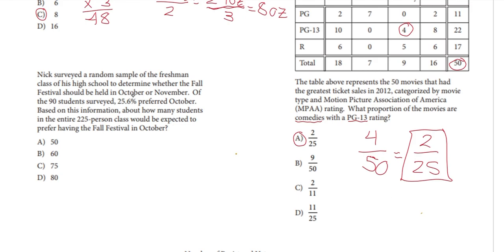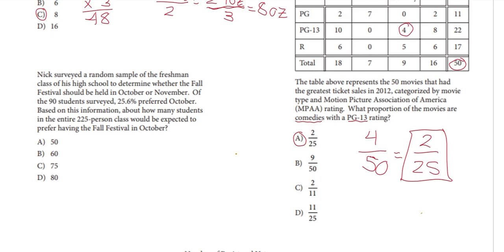For this third one, it says, Nick surveyed a random sample of the freshman class of his high school to determine whether the fall festival should be held in October or November. Of the 90 students surveyed, 25.6% preferred October. Based on this information, about how many students in the entire 225-person class would be expected to prefer having the fall festival in October?